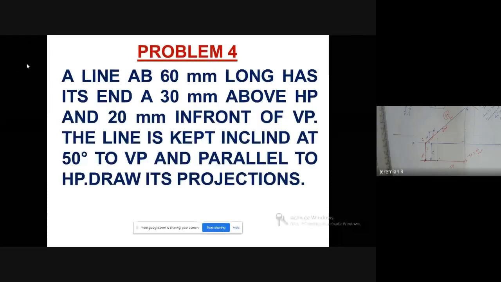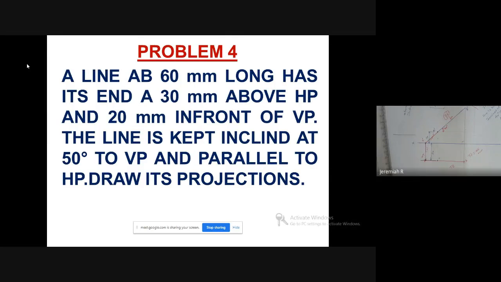The line AB is 60 mm long. So this is all I already told you. This is all from the exam point of view. They will not ask this, but the most important cases are lines inclined to both HP and VP. Probably next class I'm going to start that, so that is most important.